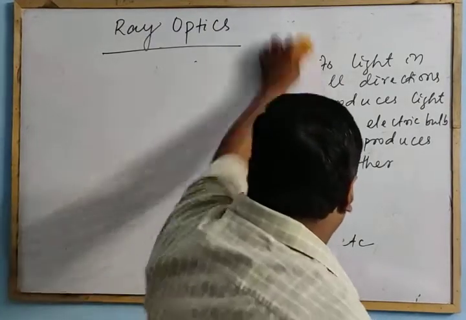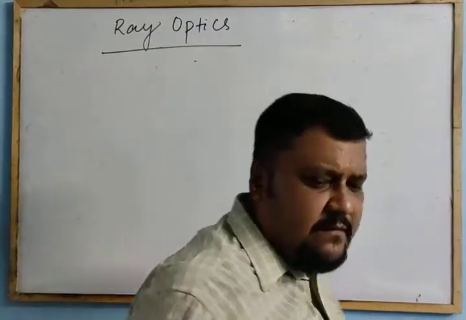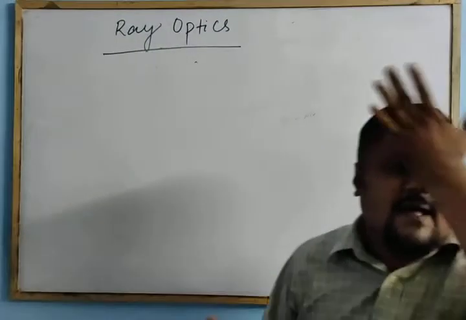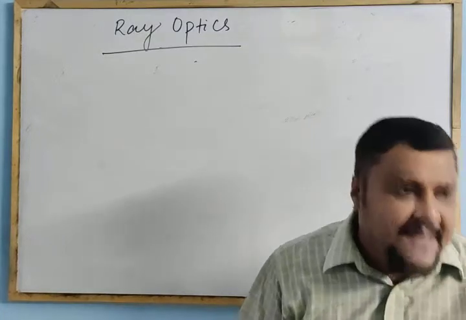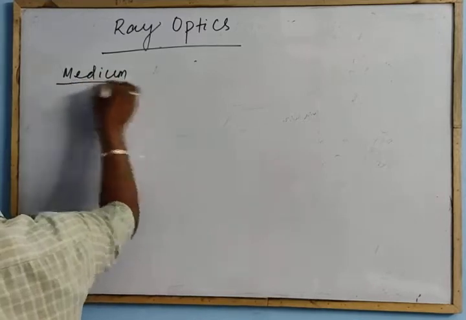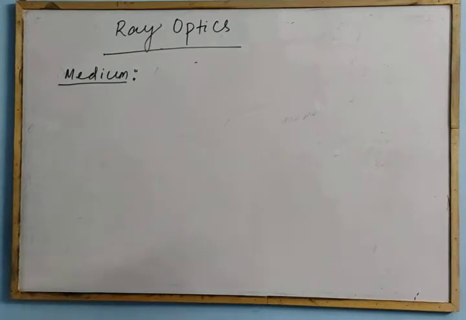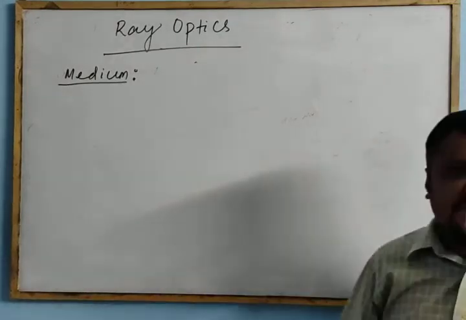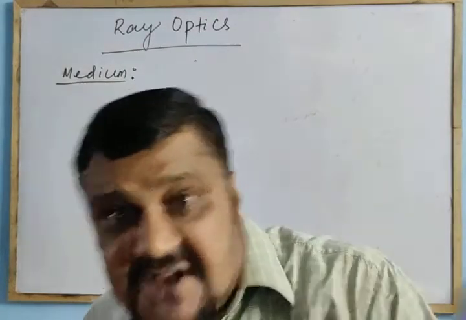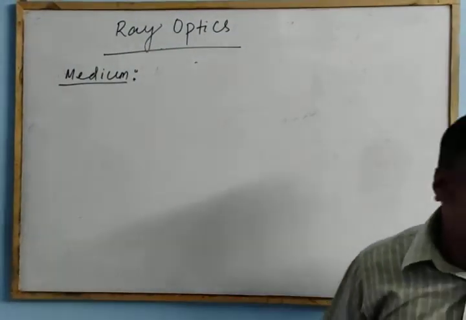Then, after the source, we know from the definition that a source can be luminous or non-luminous. Then comes your medium. What is the medium? What do you mean by the medium in optics? The substance through which light propagates or tends to propagate, means it tries to propagate, is called the medium.